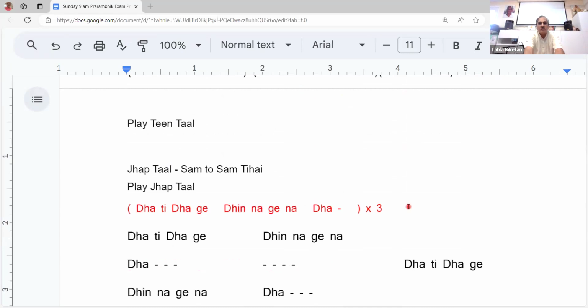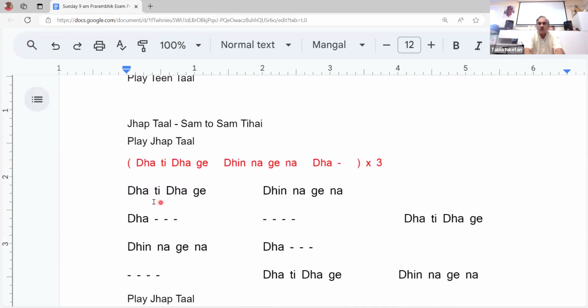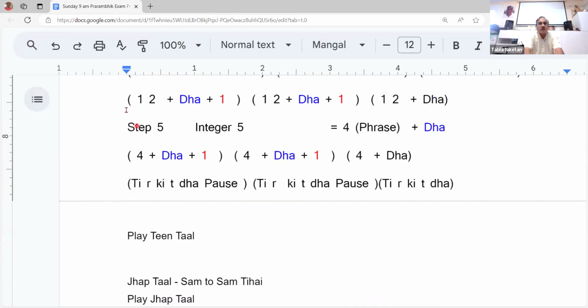Now if you scroll down, this is your Jhaptal Tihai. Now you should be able to capture right away. First beat, right? 2 beat. Second beat, dha, pause. Same concept. You got it? How many beats of the Tihai for Jhaptal, as per our mathematics? 1 and 2 beat, then dha and pause. See if that matches here.